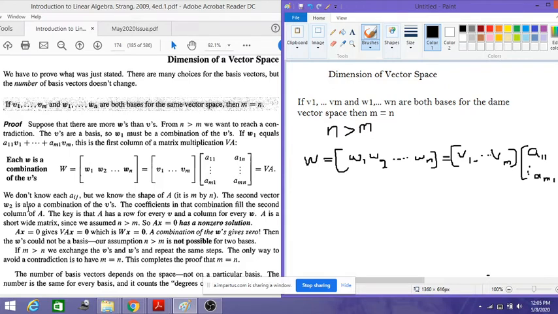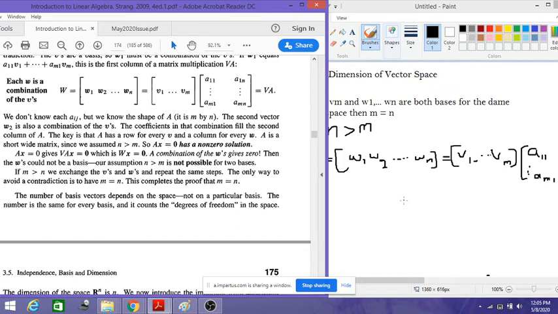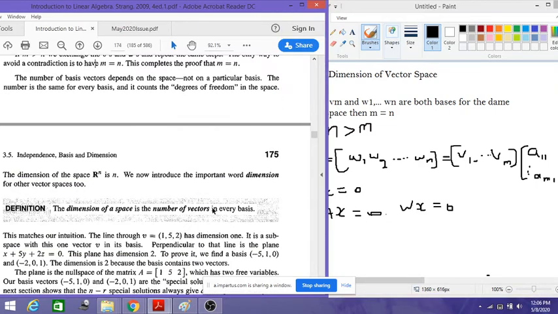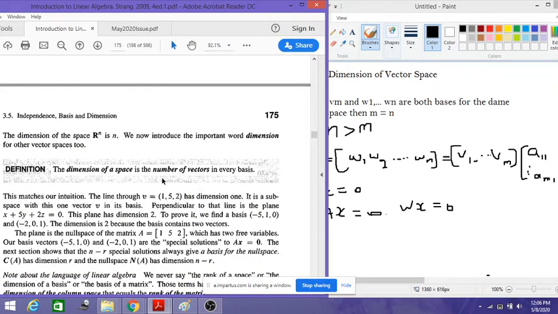So the vectors w1 and w2 are combinations of v's, and here Ax equal to 0 gives us, that is, v into Ax is also equal to 0, in which case we get Wx, the unknowns, also equal to 0. So a linear combination of w's gives us 0. So let us now come to the dimension here.